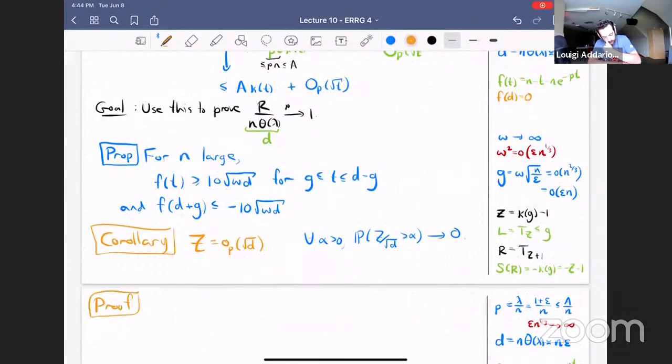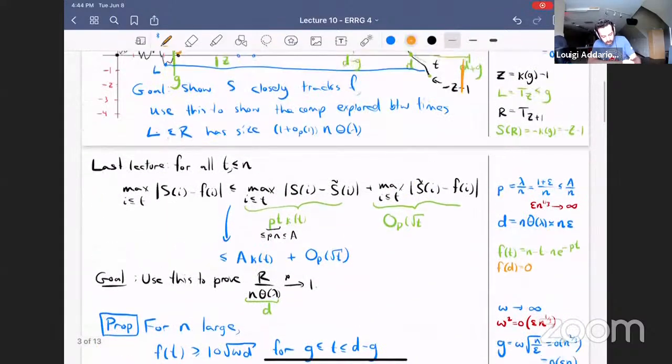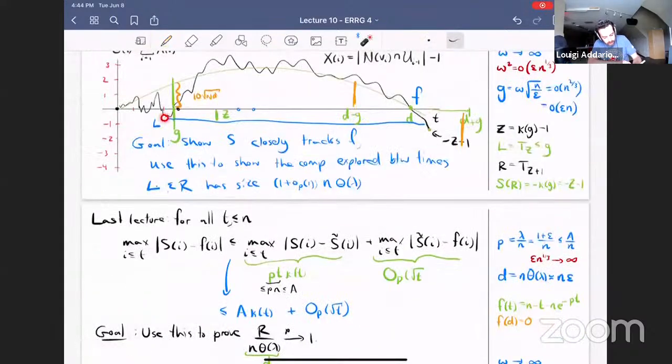So we know that at time L, the process, that's here, right? That's when the process hits its last local minimum before time g, and we called that local minimum, that gap size z. So at time L, the process is just at minus z.